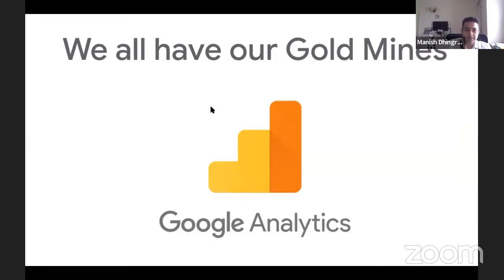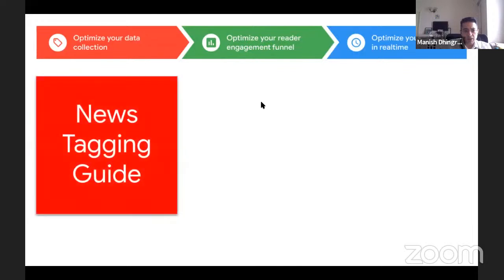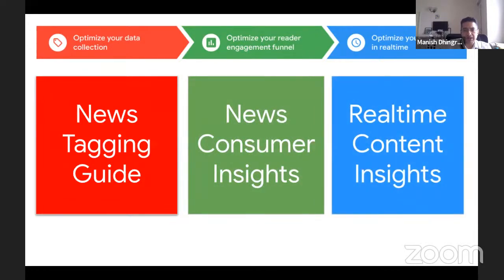So to take you ahead, we have three different sections which are part of this entire data visualization we're talking about. It starts with data collection, then reader engagement, and then content insights, or optimizing the content in real time. Data collection is managed using news tagging guide. The reader funnel engagement analysis is managed using news consumer insights. And optimizing your content in real time is managed using real-time content insights.